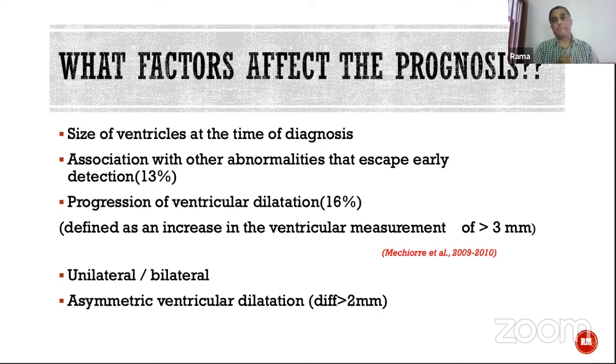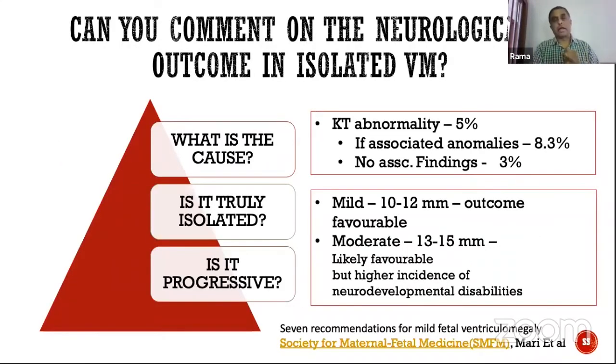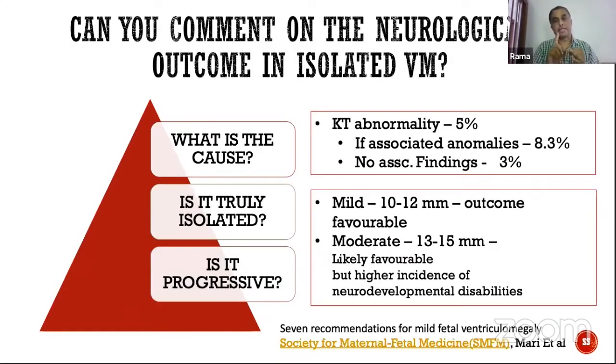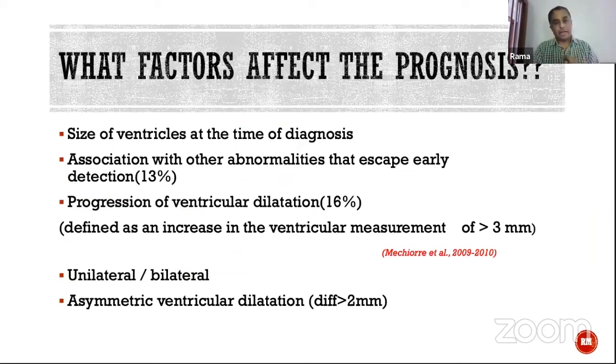So size is important. Of course, the association with additional abnormalities is extremely important. And of course, whether this ventriculomegaly progresses or not is extremely, extremely important, because if the ventriculomegaly progresses, as was discussed by Dr. Mohit, the chance of neurodevelopmental delay goes up to almost 16%.